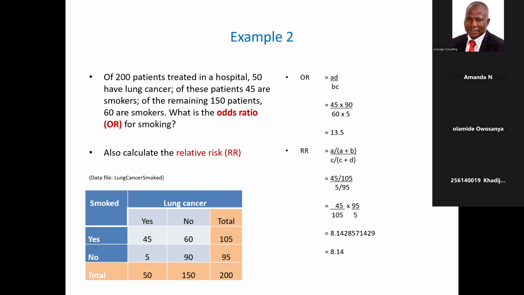5 over 50. You are right, 5 over 50. So what is the odds of smoking now? The risk of smoking is 45 over 50. The risk of not smoking is 5 over 50. What is the odds of smoking?